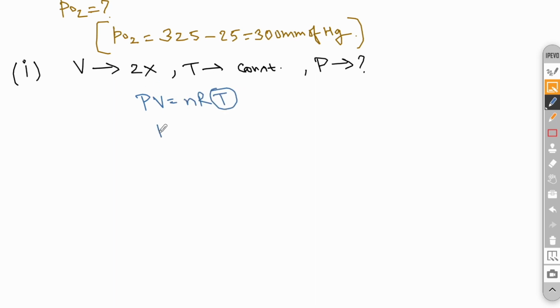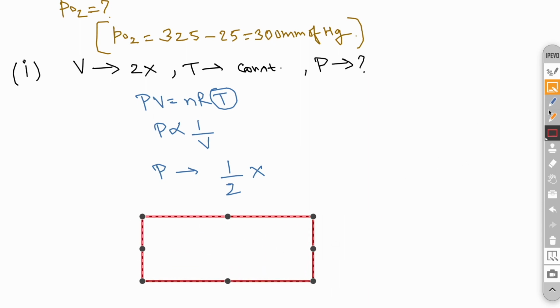PV is equal to nRT. Temperature is kept constant, so pressure should be inversely proportional to volume. Since volume is doubled, pressure will be halved. So whose pressure will be halved? Only the partial pressure of oxygen will be halved.